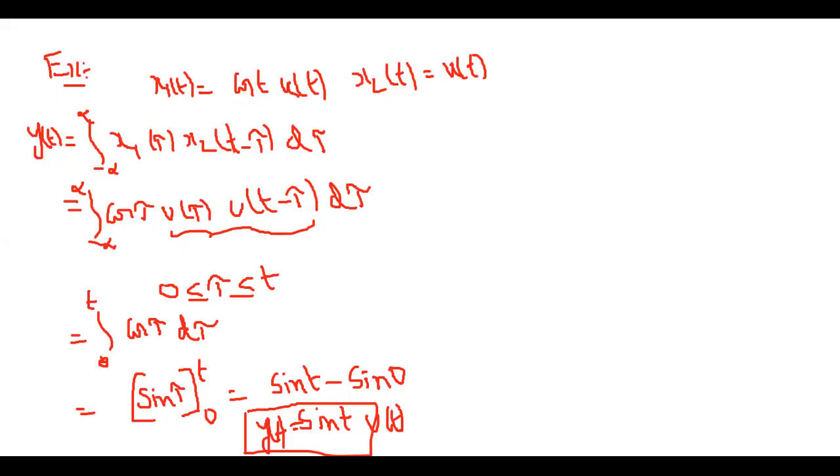E power minus 3t mu of t, and another one is mu of t plus 3. These are the two functions, the two signals given. X2 of t is equal to, and x1 of t minus 2.